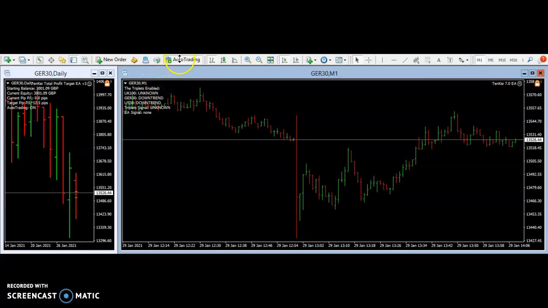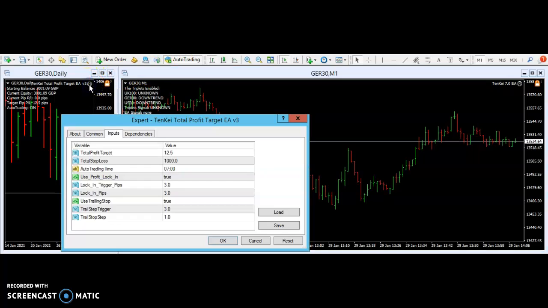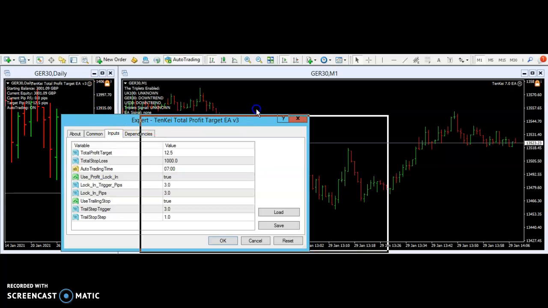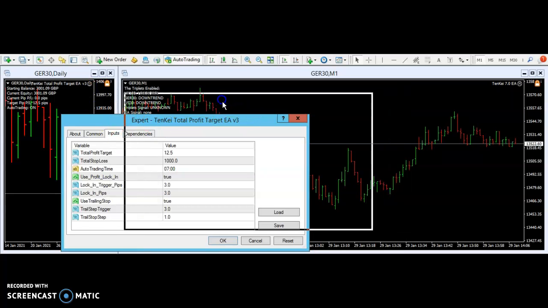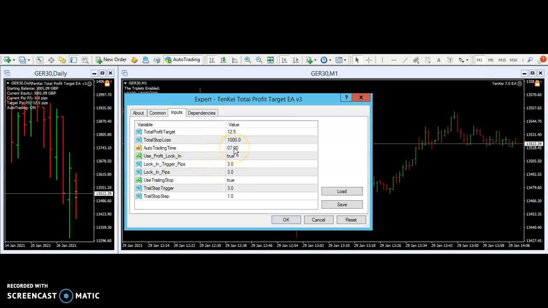Auto trading is on, and auto trading switches itself on each morning, in this case whenever it gets to 7 a.m. in the morning. So this is a 24-hour clock. So if you are trading the Forex and you want to start trading, let's say the dollar yen, that kicks off around about midnight, 1 o'clock in the morning or something like that.